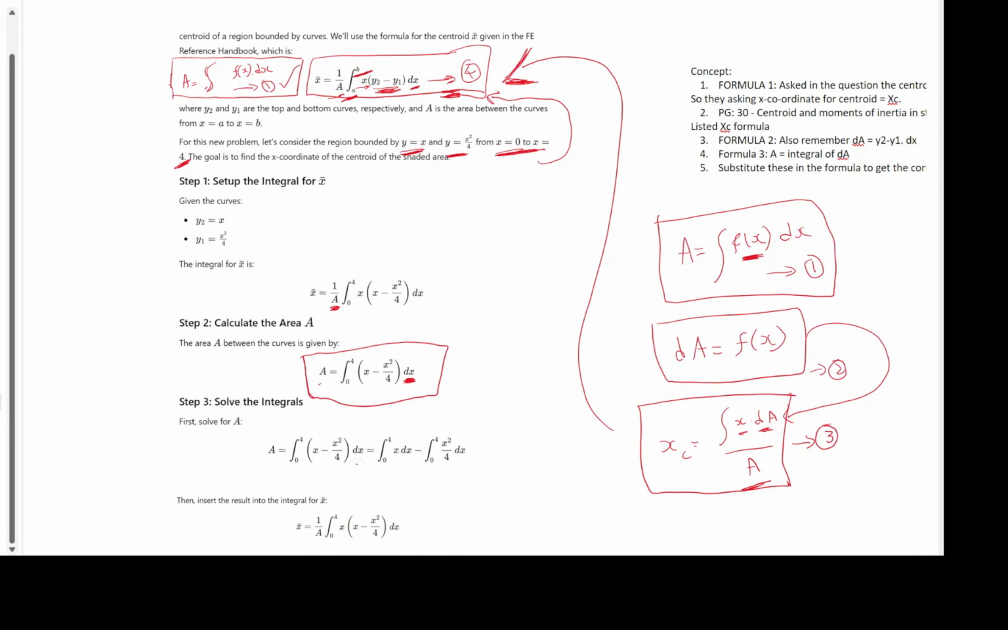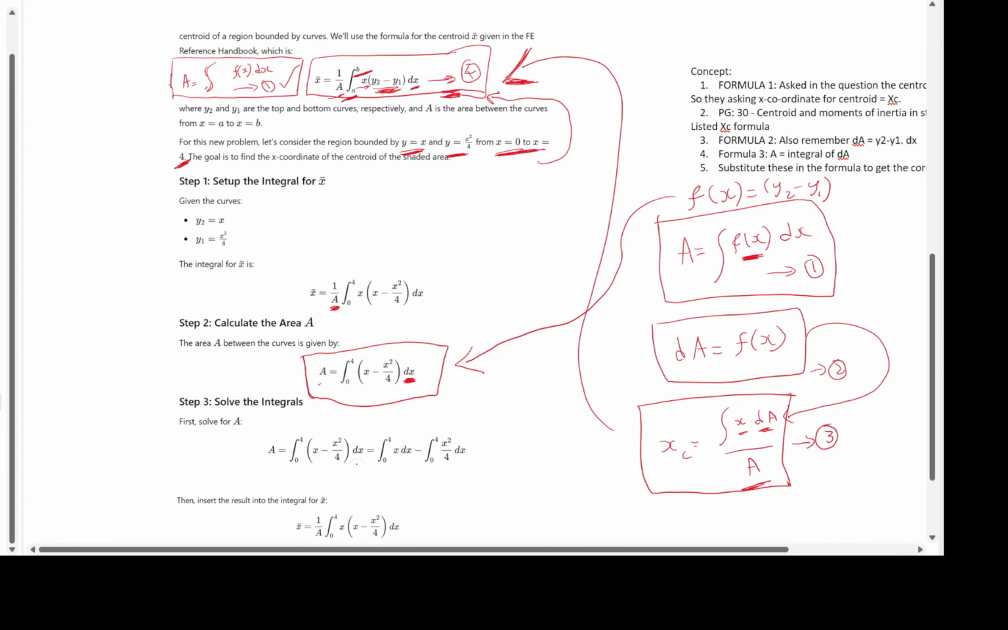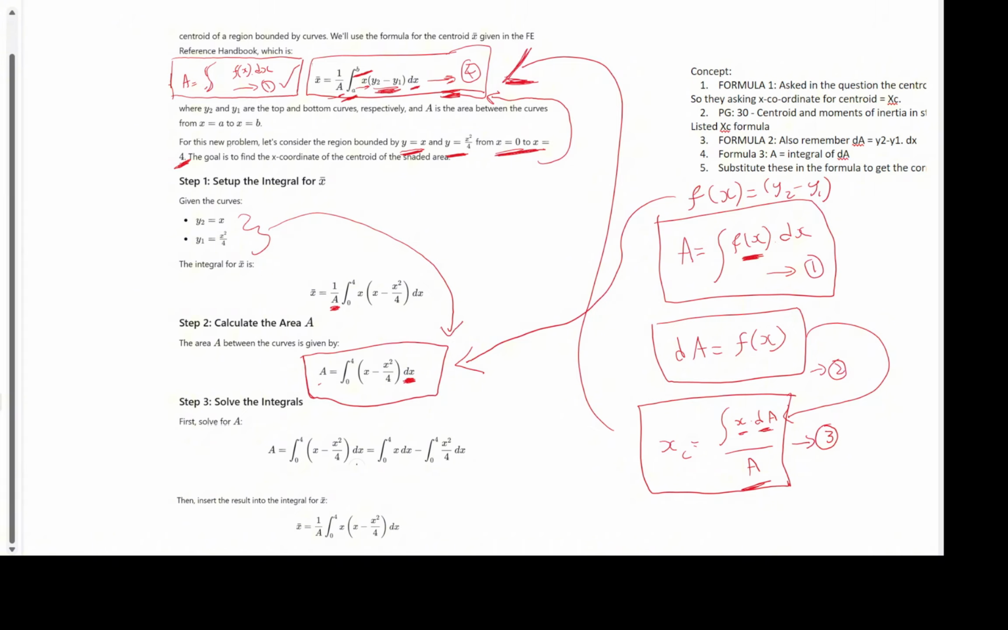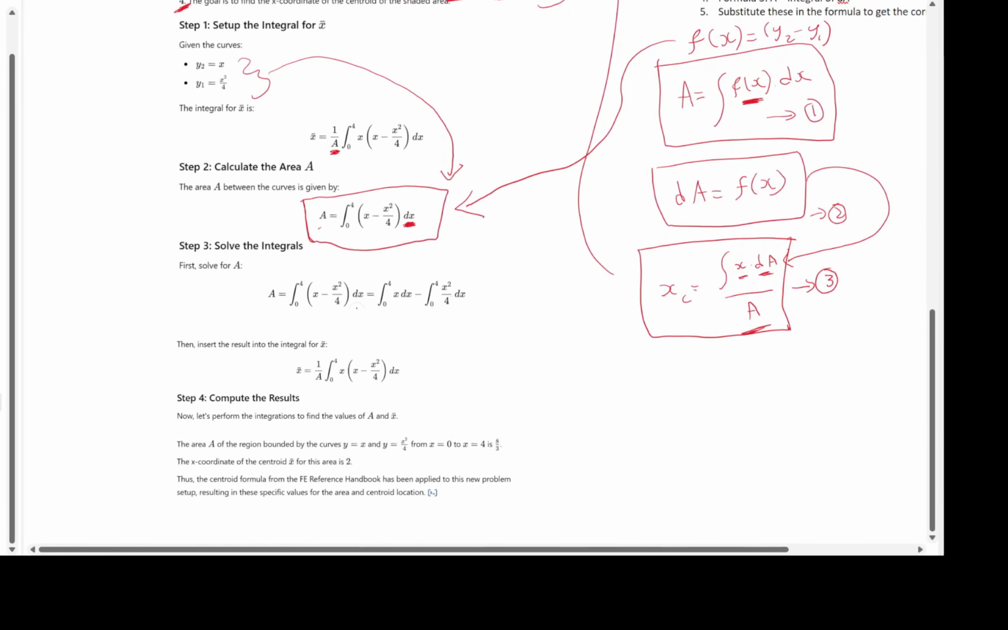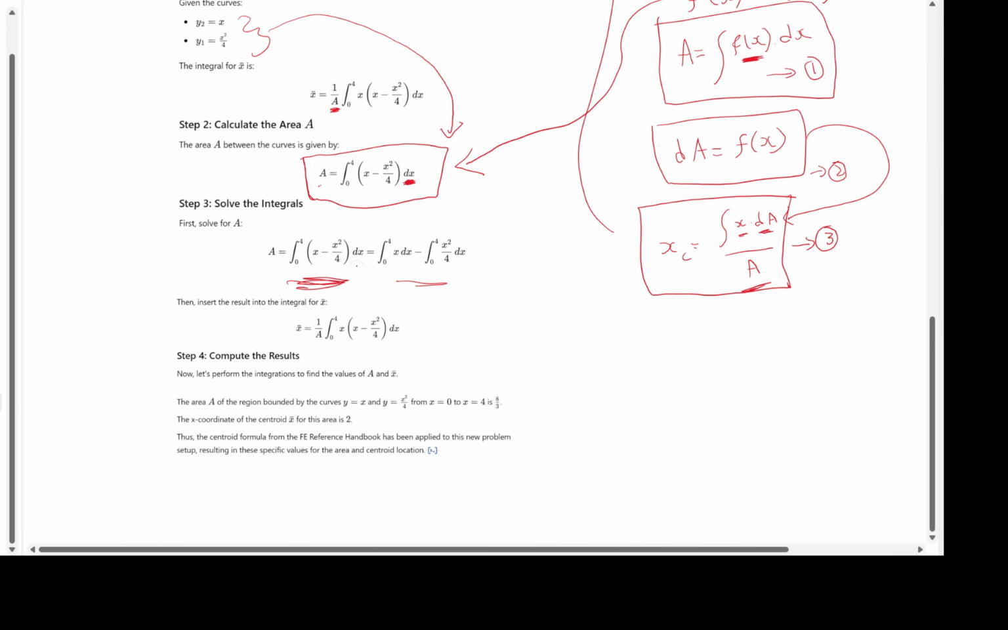And as I was telling you, f of x is nothing but y2 minus y1, because this is a shaded region of the curve, not the curve itself. You remember that as well. By substituting this as part of that, and also substituting these 2 equations as y2 and y1, we are going to get integral 0 to 4 of x minus x square by 4 dx. Now that is how you are going to calculate a. So this is your a. Okay. Now we are very close to finding the answer.